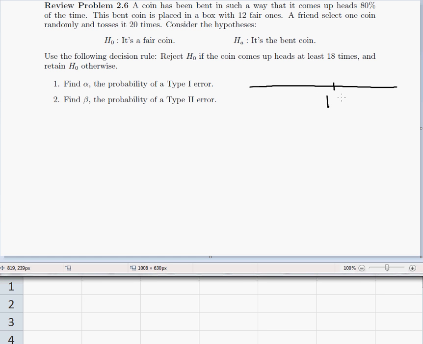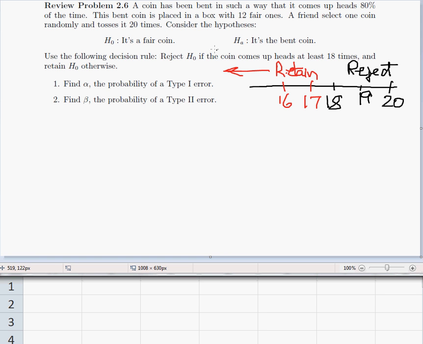Here's 18, 19, and 20. And if it's any of those values, for these we reject. But for anything less than those numbers, 17, 16, and so on this side, we retain. At this extreme.